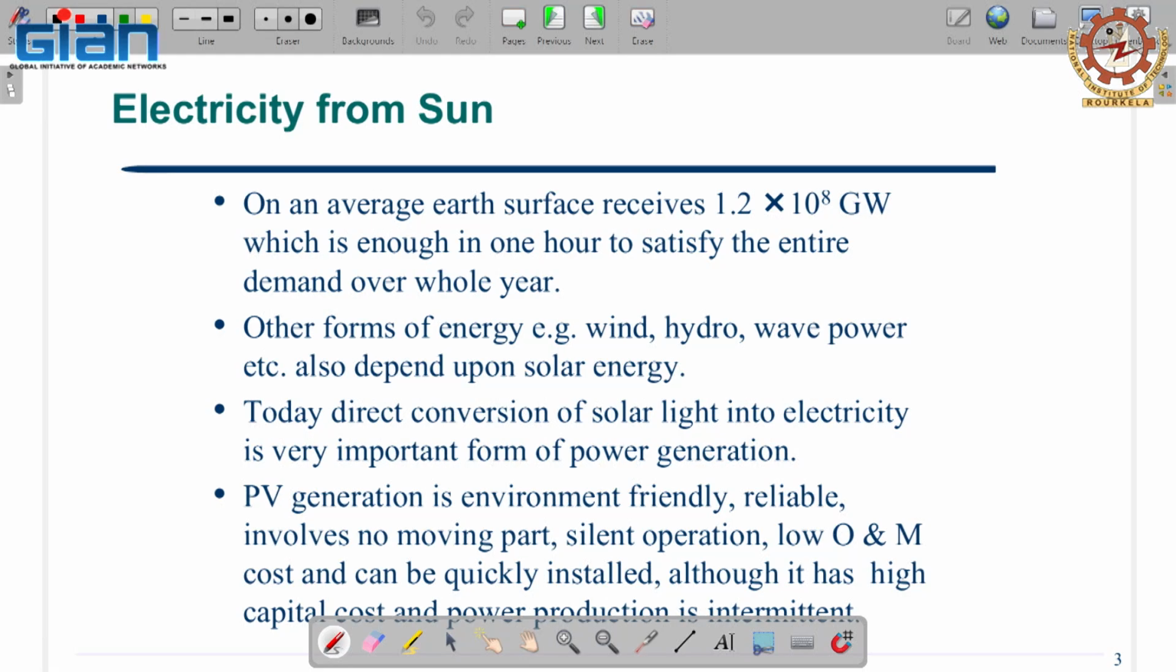Okay, so here, as I mentioned yesterday, Earth receives power from the sun at the Earth's surface of 1.2 × 10^8 gigawatts. If you could tap this whole power from the sun for 1 hour, it would be sufficient for the whole world for 1 year.